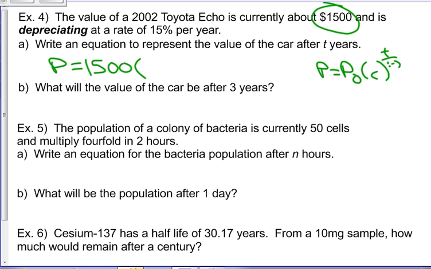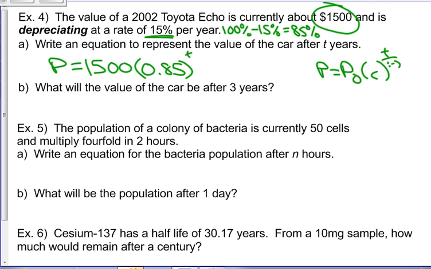Now, the rate, let's think about this. It's losing 15% of its value every year. That doesn't mean it's worth 15% as much every year. It's just gone down by 15%. So what we should think here is that it had 100% of its value and it lost 15%. It has 85% of its value left. If you wanted to find out the value next year, you'd multiply 1,500 by 0.85. If you multiplied it by 0.15, it would be decreasing way too fast. So that's the base of our exponent.